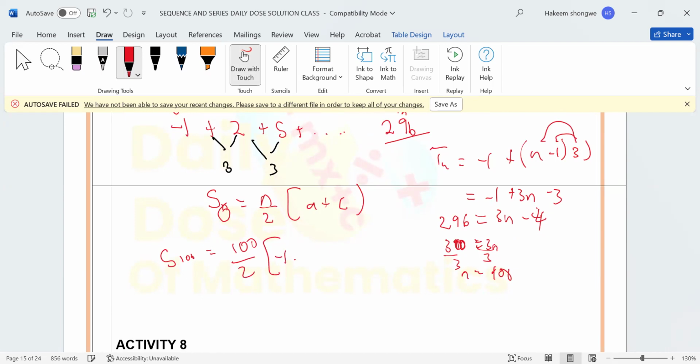What is the first term? Minus 1 plus 296. What do you get as your answer? Is the last term this one? We know this one is the last term. Yes, you can only use this formula if you know the last term. Yes, l is the last term, or it can be written as Tn. What are you getting as your answer? 14,750. 14,750, like this. Yes, and then you should be done.